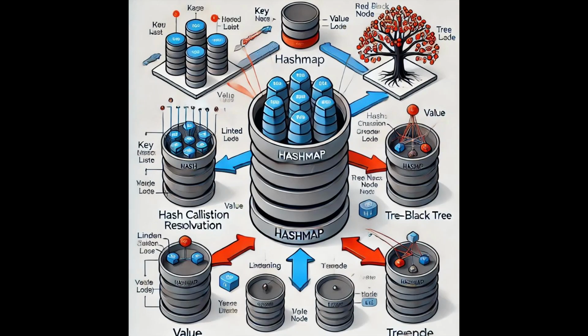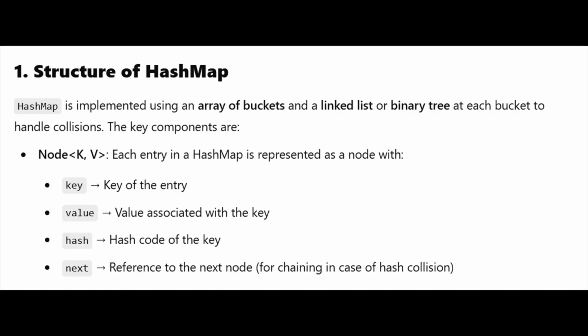In Java 17, HashMap is a part of the java.util package and works on the principles of a hash table. Below is an explanation of its internal working, focusing on its structure, key components, and changes in recent Java versions, up to Java 17. First, structure of HashMap.